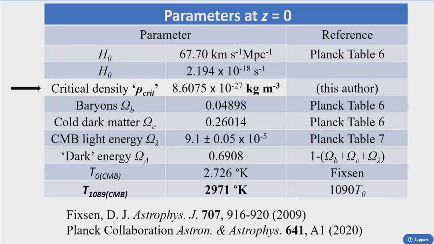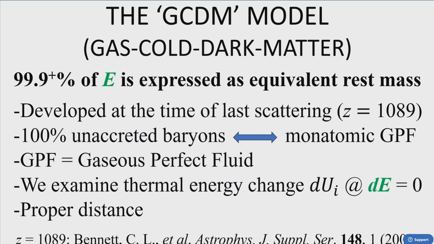Here are the parameters we used to develop our model. They're taken from the Planck collaboration, and you'll notice that the critical density is given in units of mass, and that is because this model develops almost all of its total energy as equivalent rest mass. We developed this model at the time of last scattering, and all the baryons were homogeneous and isotropic gas, which we can treat differentially as a perfect fluid.